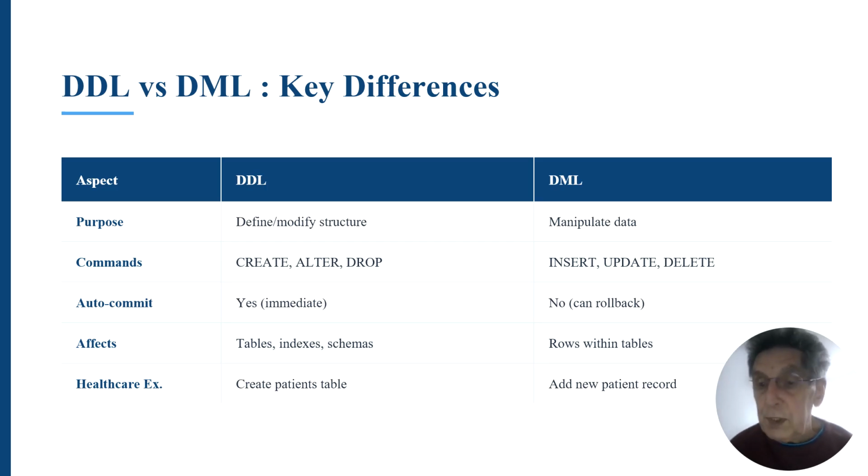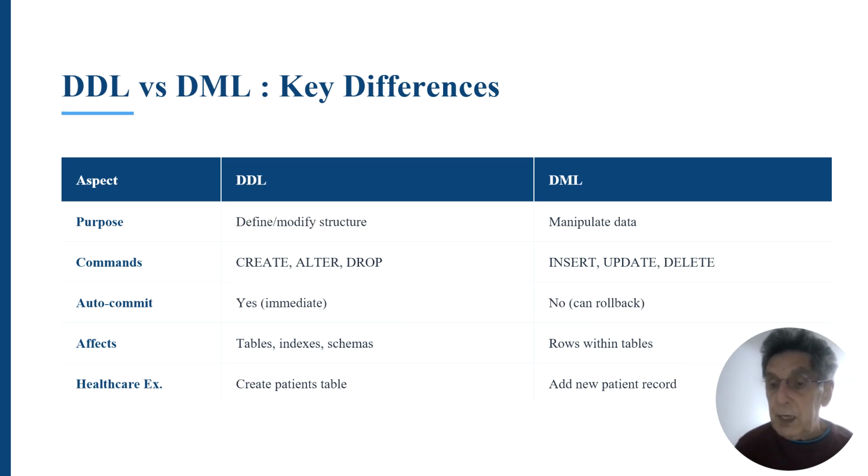Auto commit is critical. Data definition language changes commit immediately. You cannot roll back a drop table, and we'll go over this many times. Data manipulation language can be rolled back until you execute a commit command. So what it affects: data definition language affects tables, indexes, schemas, and views. DML, data manipulation language, affects rows within tables.